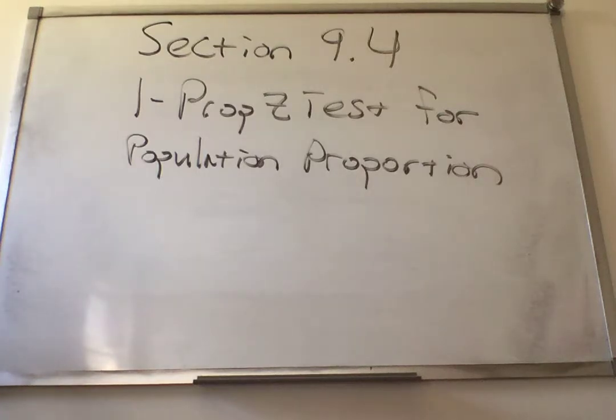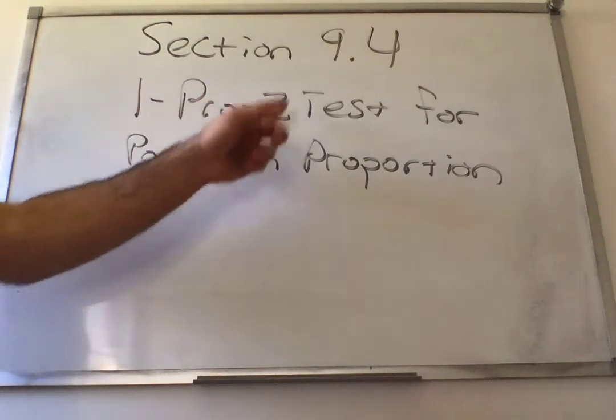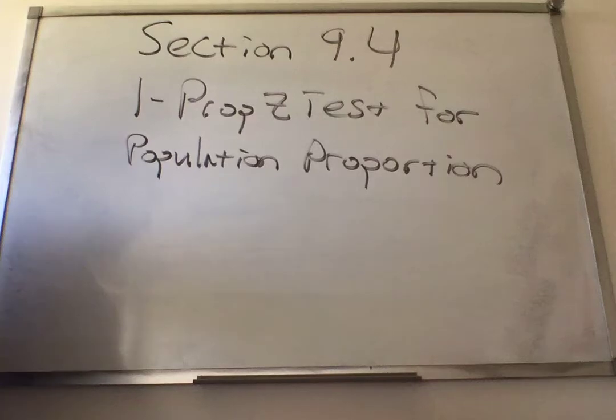So this is only for proportions, and if you recall back from Chapter 8, when we talked about confidence intervals for the proportion, we used the Z, or 1 proportion Z interval. We use the Z distribution to find our critical values. Okay, so that's why it's a Z test. It's just a 1 proportion Z test. We're still using the Z distribution here, and we're gonna use the calculator to get our p-value for our answer.